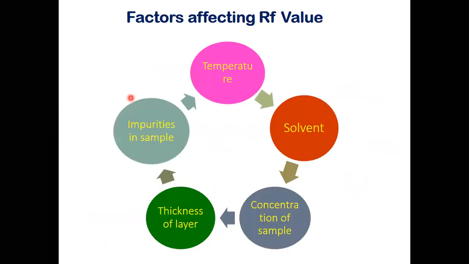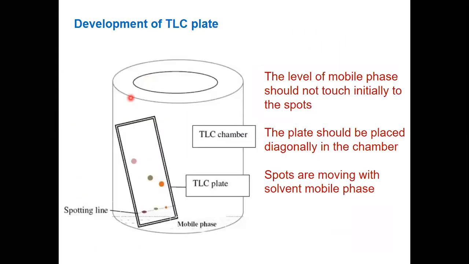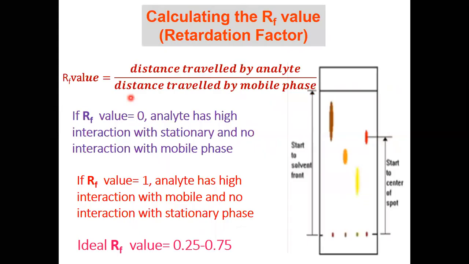After this, place the spotted TLC plate slightly diagonally in the beaker. Initially, the level of the mobile phase should not touch the spots. As you place the TLC plate in the mobile phase, spots are moving with the solvent mobile phase. These solvents can move with different velocities or with the same velocities.